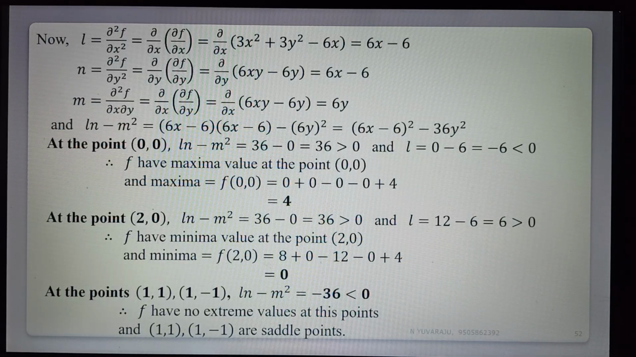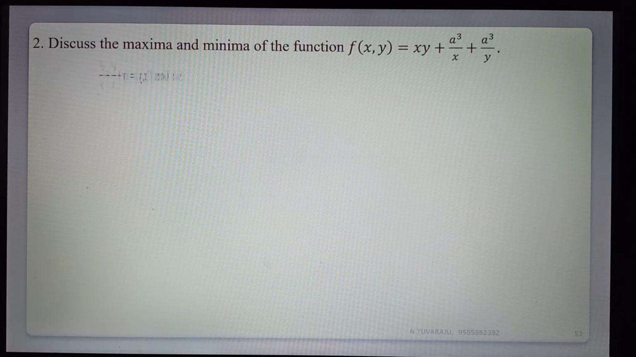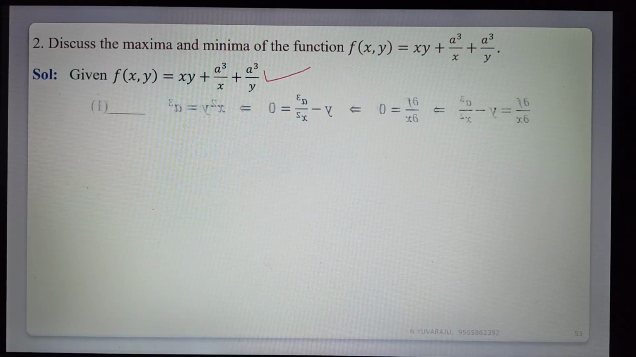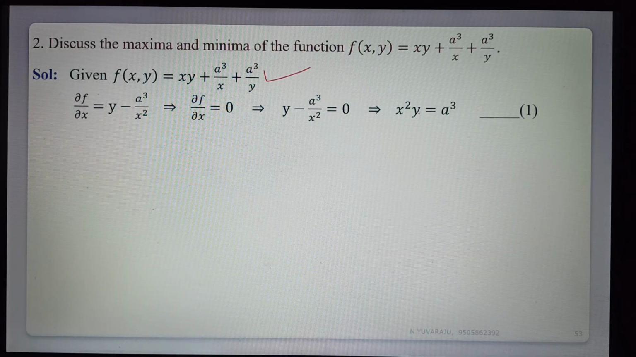See the second example. Discuss the maxima and minima of the function xy + a³/x + a³/y. So this is the given function. Now finding ∂f/∂x and ∂f/∂y and equating to 0. ∂f/∂x is equal to y - a³/x², equating to 0. y - a³/x² is equal to 0.